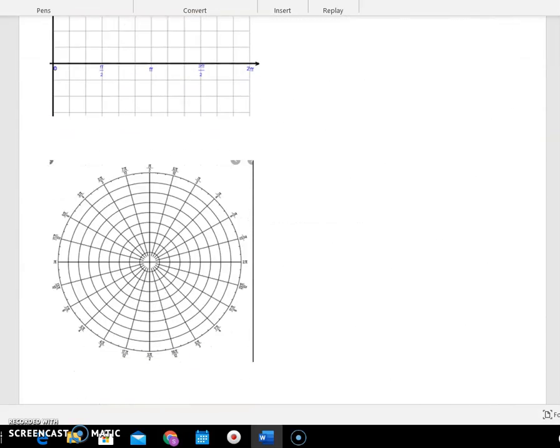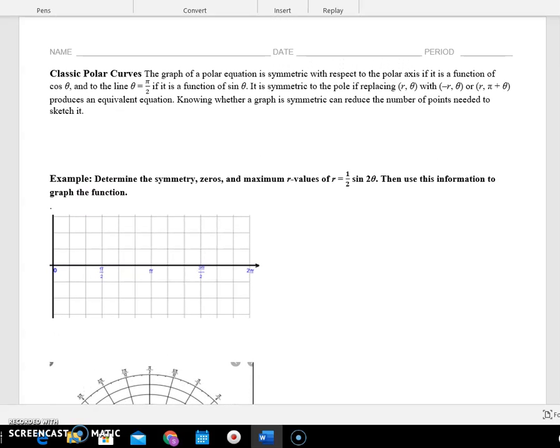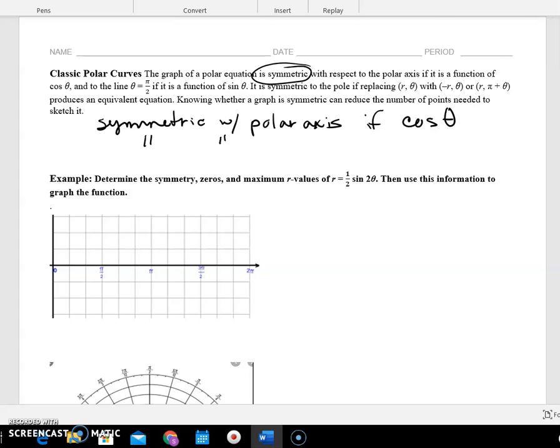Okay, so let's look at one more option here. This says classic polar curves. Some things that we need to know. It says the graph of a polar equation is symmetric, so that's important. It's symmetric with respect to the polar axis if it's a function of cosine theta. Remember, the polar axis is the positive x-axis. And it's symmetric with the line pi over 2 if it has a sine theta in it.